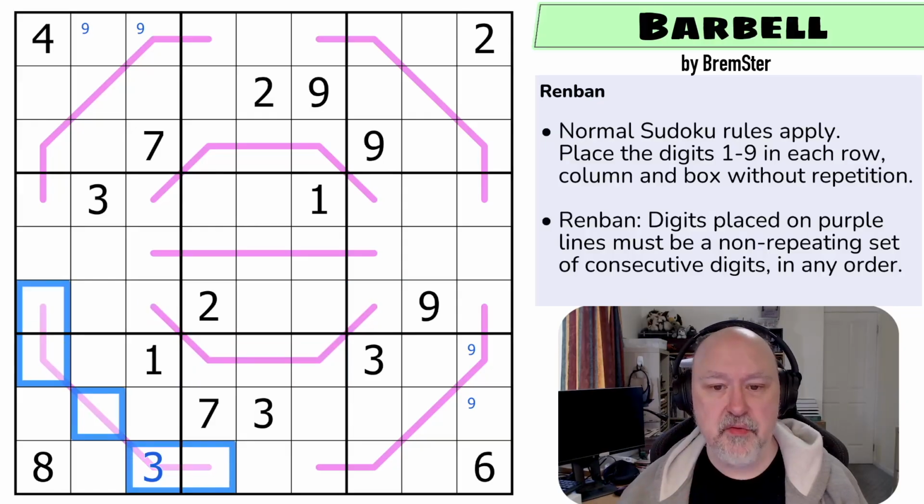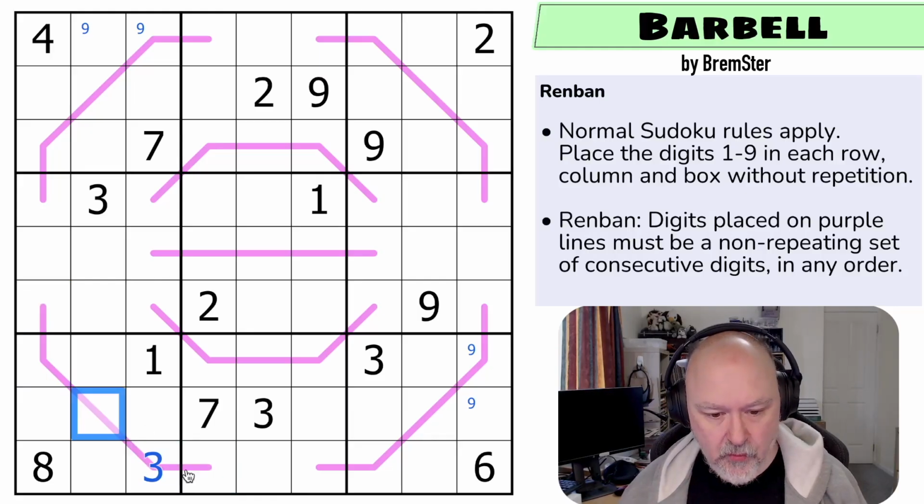Because if I don't include a 4, there's no run of consecutive digits between 1 and 9 that contains a 3 and doesn't contain a 4. If I don't use a 4, I've got to go down 3, 2, 1, and I've run out of digits. I can't get a 5-cell long run. So there's a 4 in one of those two, because I can't put the 4 there.